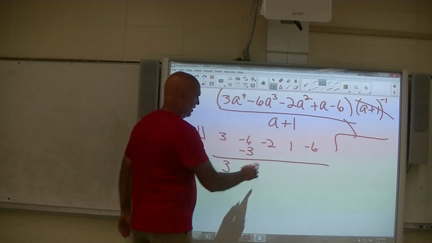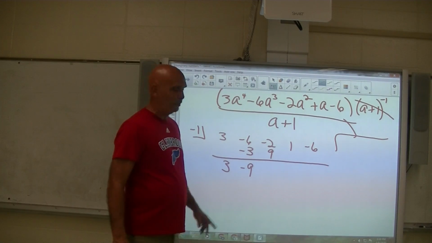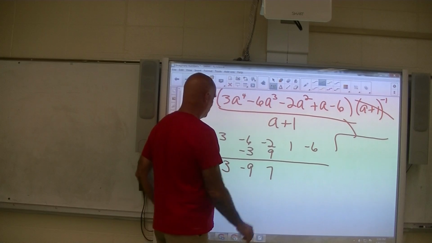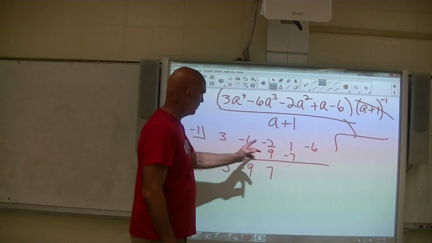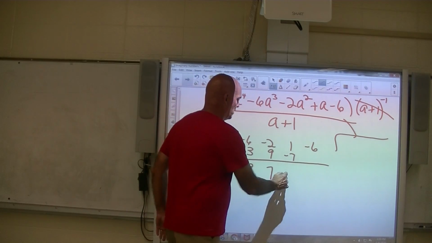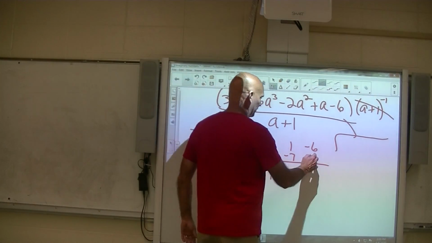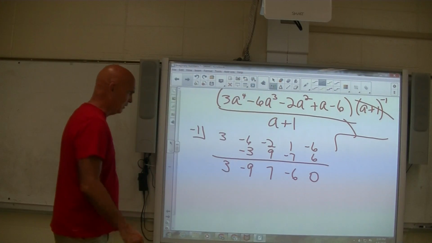Negative 1 times negative 9 is positive 9. Add those two together. When you add unlike terms, you take the sign of the larger and subtract. So negative 2 plus 9 is 7. Negative 1 times 7 is negative 7. Add those two together. 1 plus negative 7 is negative 6. And then negative 1 times negative 6 is a positive 6. And so again, it just so happened that the remainder came out to be 0.